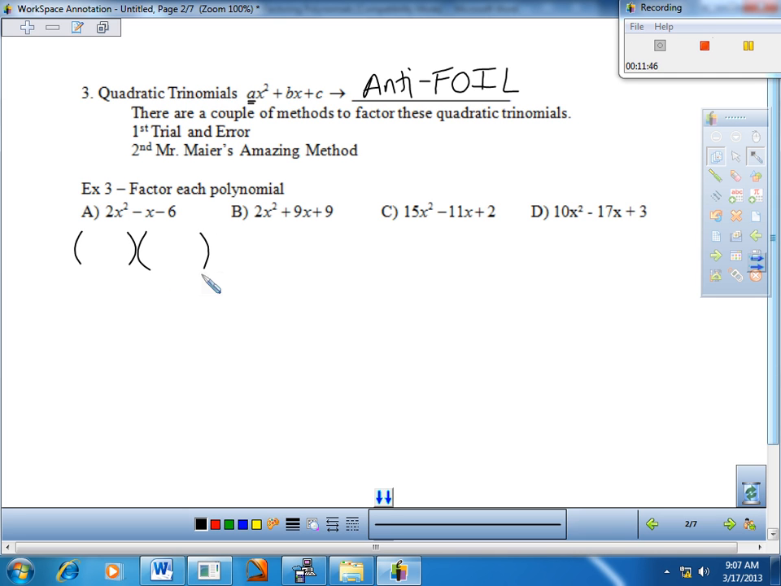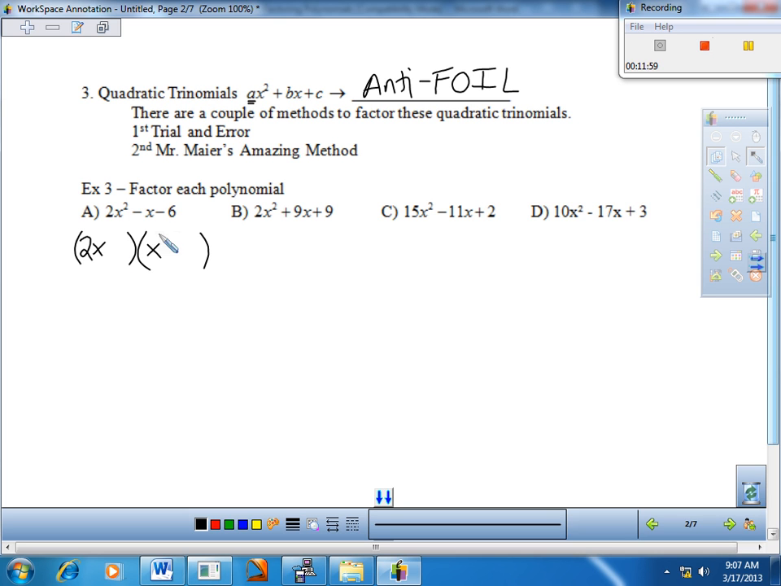I make my two binomials side by side. And here's the premise behind this. Very simply, my firsts have to multiply to 2x squared. So, I hope you're all right with the fact that it's probably 2x and x. I mean, there aren't really any ways I can do that other than that. And so there's my firsts taken care of.